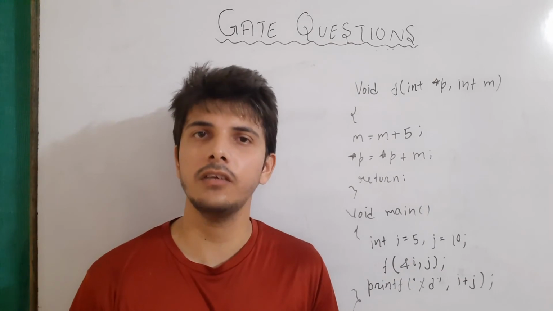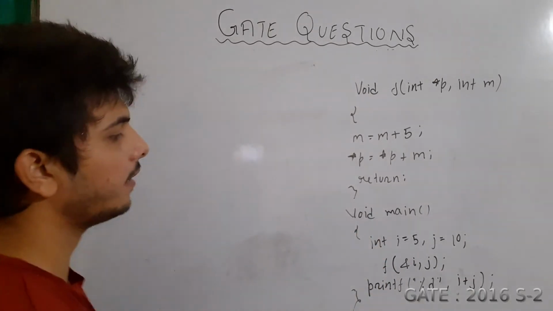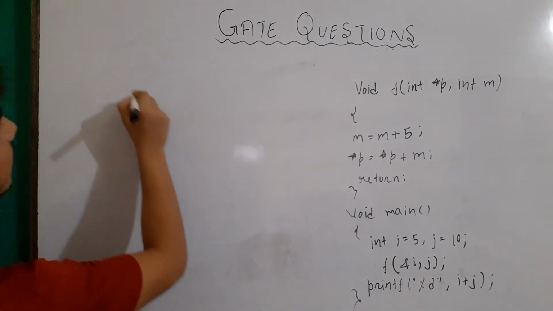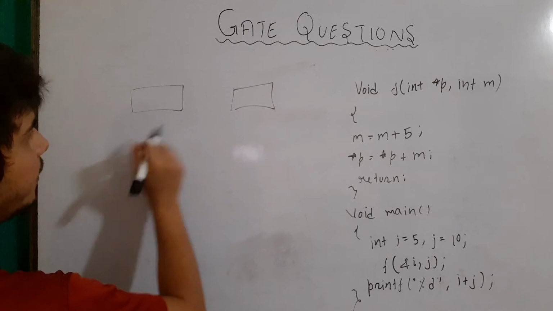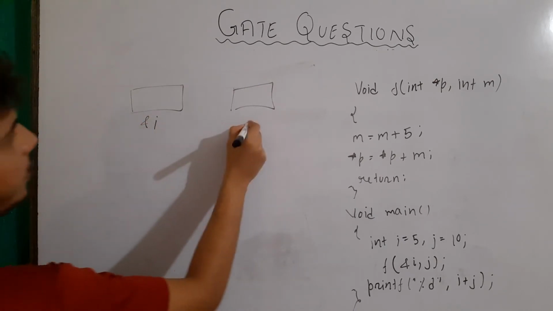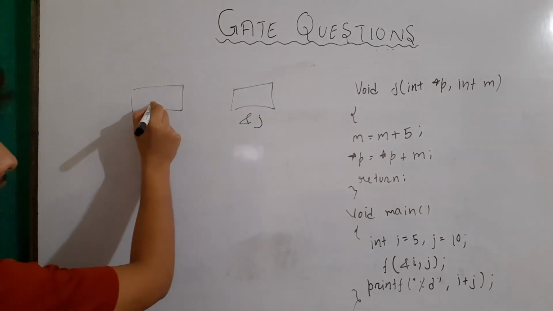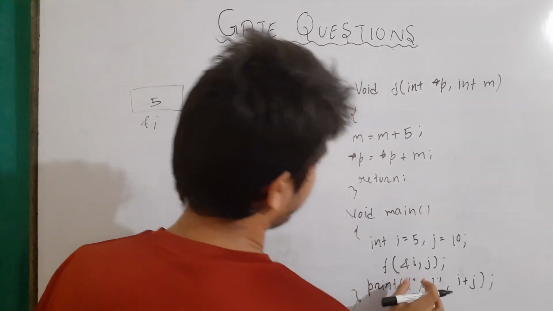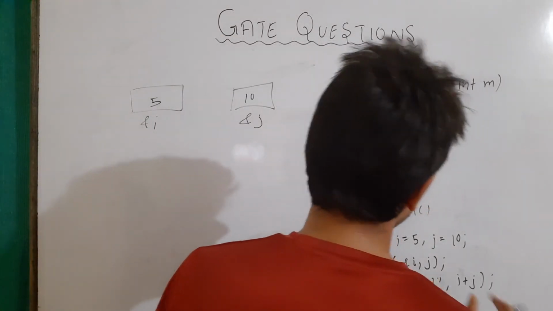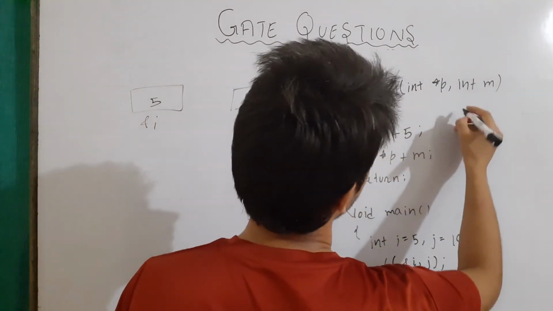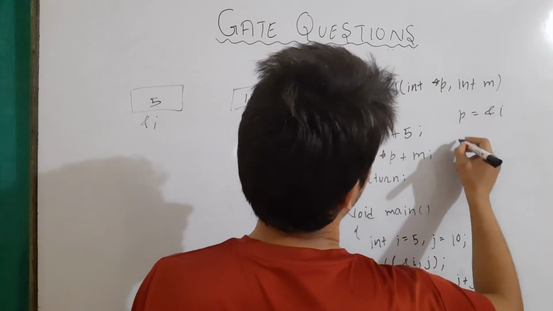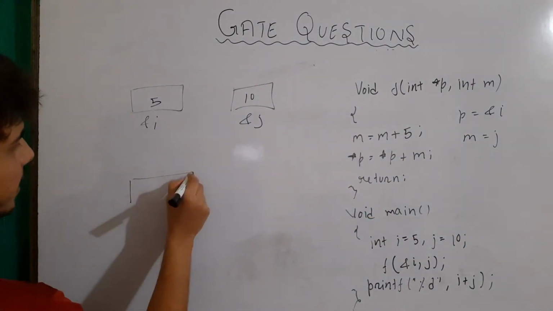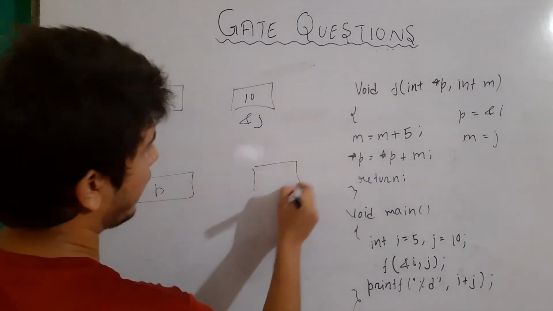Now let's look at the final question for this video, in which we have to again find the output of this code. First of all, it is written int i equals 5 and j equals 10, which means two memory locations are given, and let's say the addresses are &i and &j, and the contents currently are 5 and 10, right? Then the function is called with call by reference and call by value mixed together. So in the first variable, P is holding the address of i, and then M is holding just the value. So there is P and there is M, right?